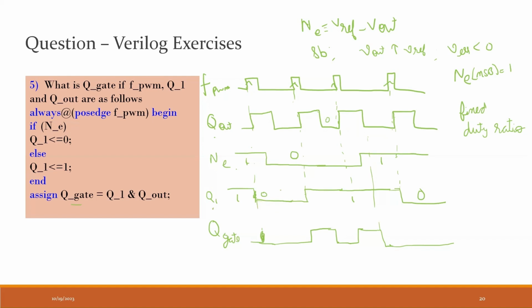So if NE is 1, that means my output voltage is greater than my reference voltage, and so I need to skip the pulse. So I effectively generate a signal which depends on the logic, and it will skip the pulse accordingly. Okay. And in this case, when NE is 0, that means my output voltage is less than my reference voltage, and I need to charge it. So then I give the pulse. Okay, so this is the code.